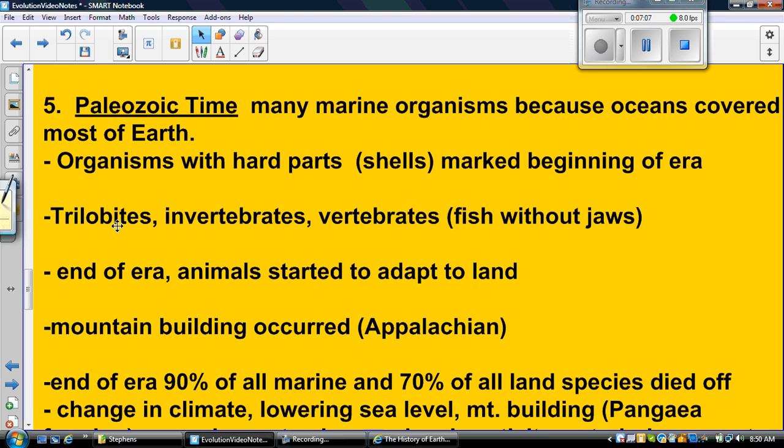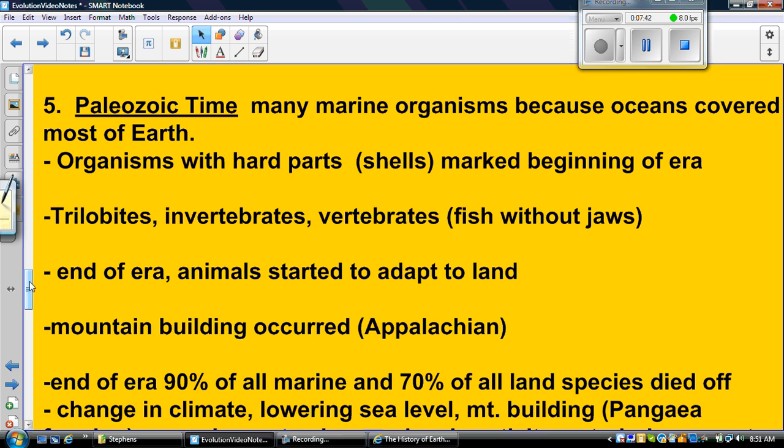We started to see organisms with hard parts, with shells, at the beginning of that era. That's where we started to see the trilobites, which I showed you above. Invertebrates, those were the animals with the shells. And then we also started to see vertebrates with backbones. Those were your fish without jaws, like eels. At the end of the era, we started to see animals go to land. There was a little bit of land, so animals started to adapt and go to the land. What also occurred is the Appalachian Mountains were formed during the Paleozoic era.